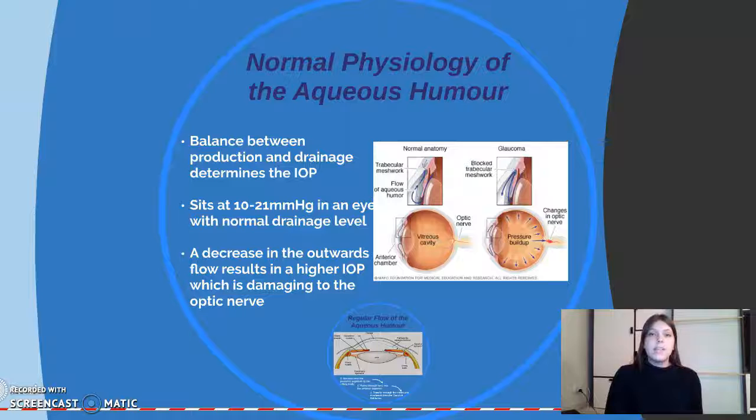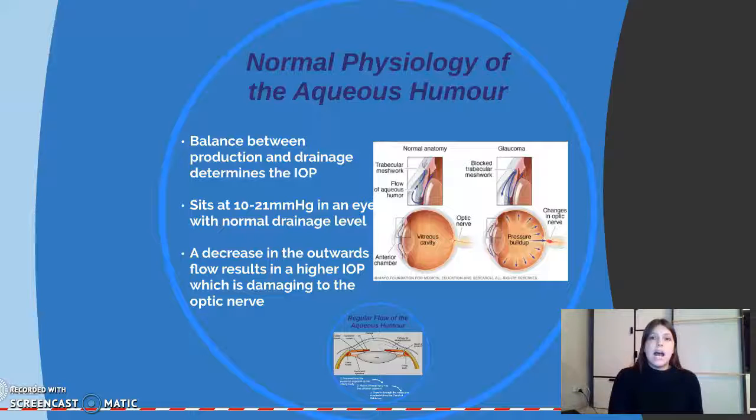The normal and healthy physiology of the aqueous humour keeps the intraocular pressure of the eye at a stable level, and it is the balance between the production and drainage of the aqueous humour that determines this level. In a healthy eye with a normal level of drainage, the intraocular pressure within the anterior chamber should sit between 10 to 21 millimeters of mercury.